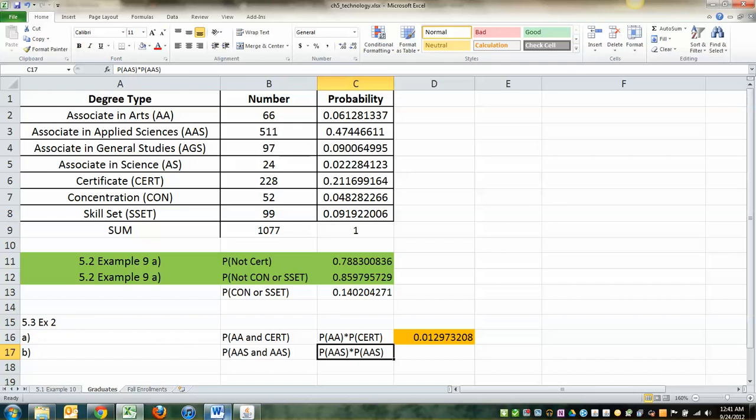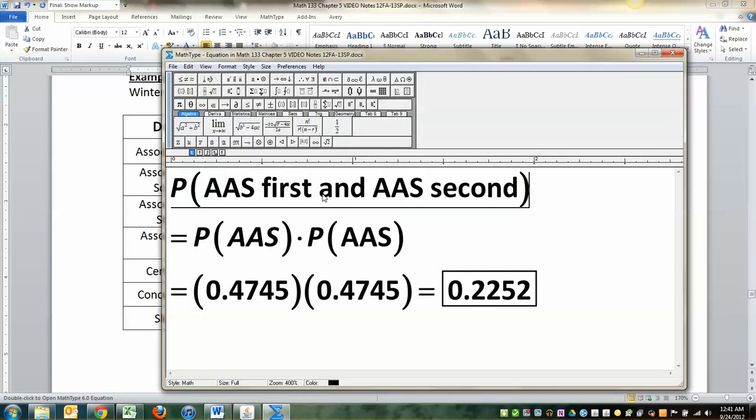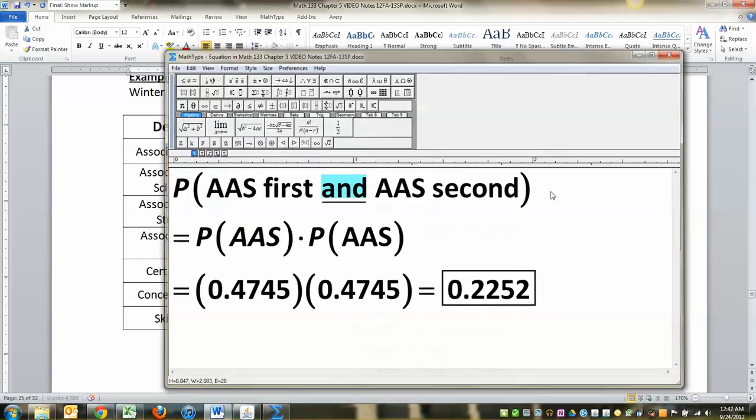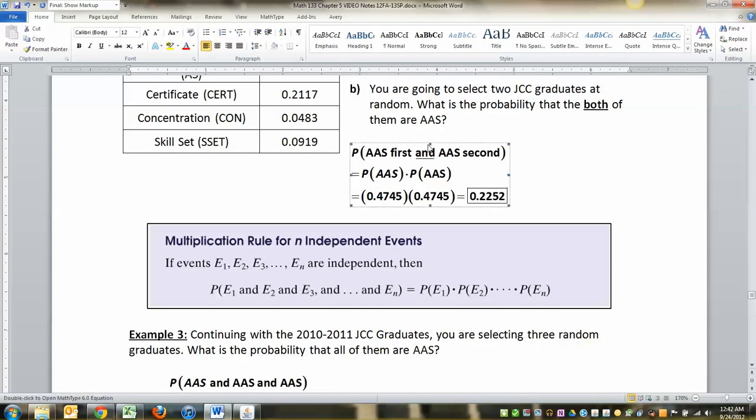I want the probability of AAS, Associate of Applied Sciences, and another AAS. They're both. Okay, that word both, do you see that? That's a kind of hidden word in math, in statistics and probability, because when you see both, what it's really implying is and. See the and right there? Because the first one is AAS and the second one is AAS. That word both implies that, and you have to know that. So you might want to make a note of it somewhere. I'll put it right here. Note: both means and.